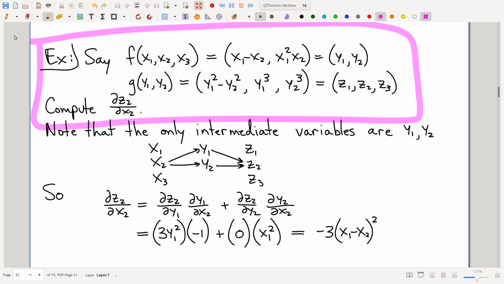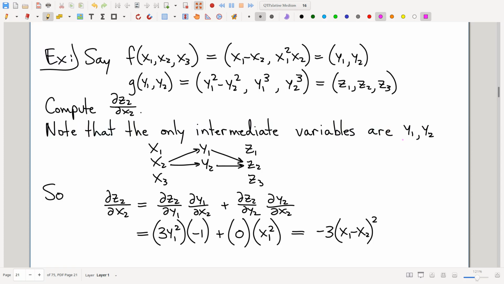Okay, so let's see here. I advise, I think I'm a big fan of the following. You should always draw yourself a diagram representing which variables are where.